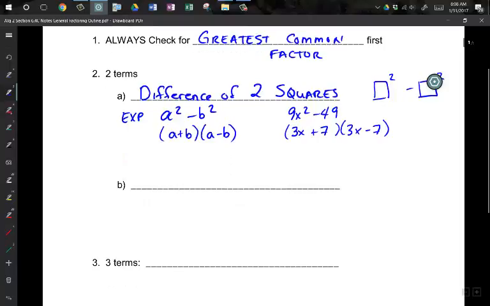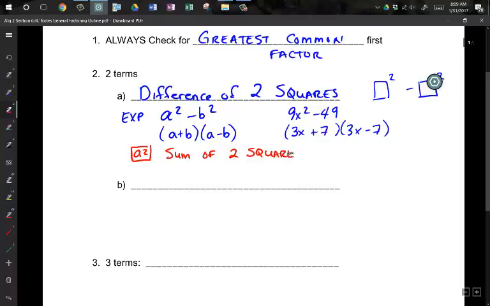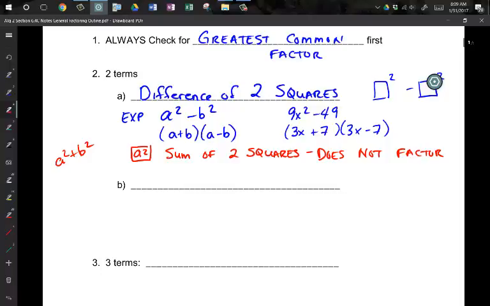Now, I'm going to put this in red and I'm going to call it A2. The sum of 2 squares. Do you remember what I wrote on the board yesterday about the sum of 2 squares? It would be something like a squared plus b squared, and this does not factor. Hence why it's written in red. So the sum of 2 squares doesn't factor. You just don't go any further. Does that make sense? The difference of 2 squares you roll with, the sum of 2 squares you can't do anything with.